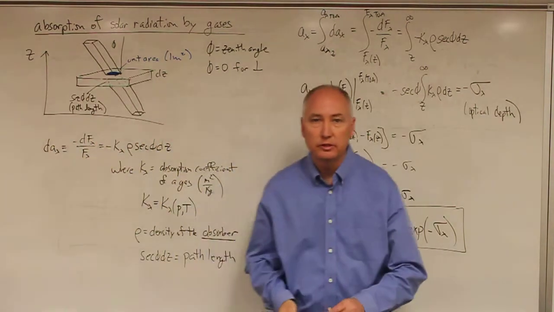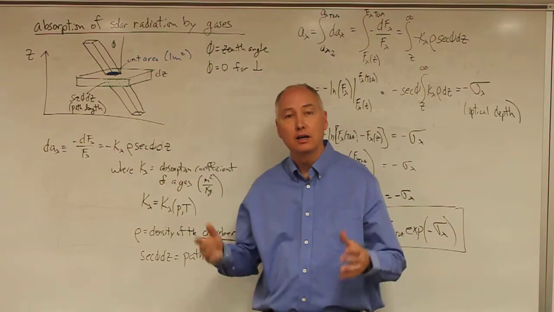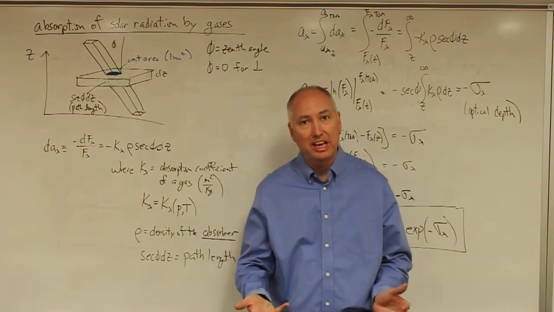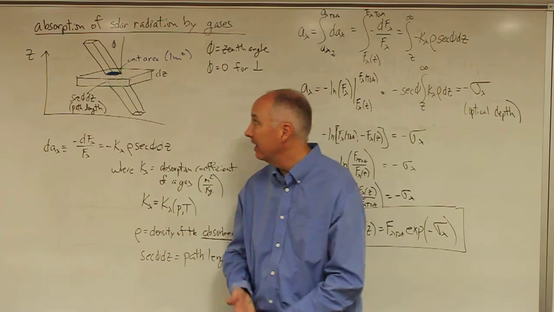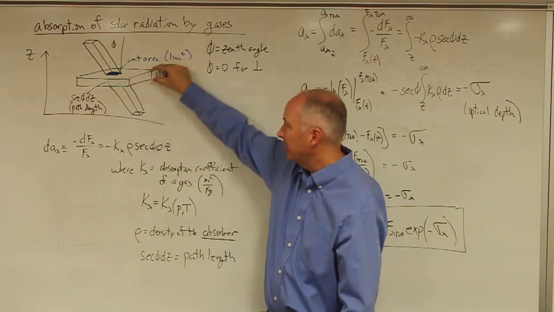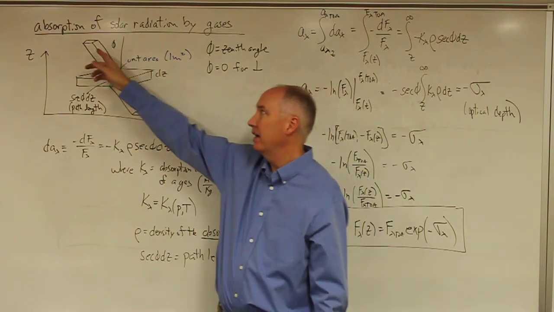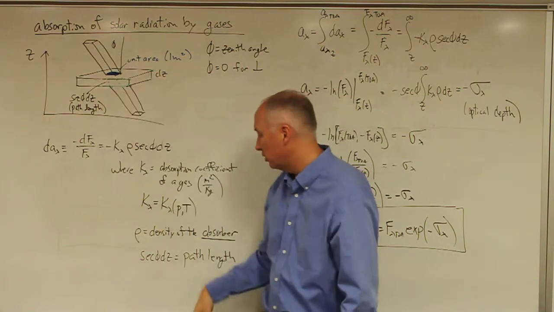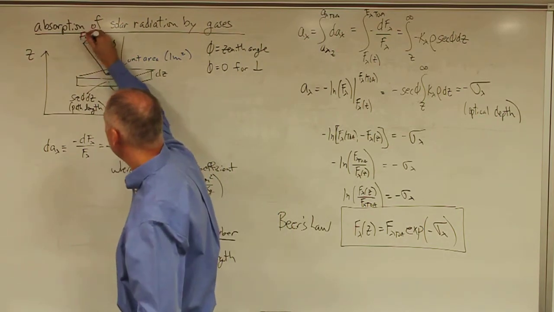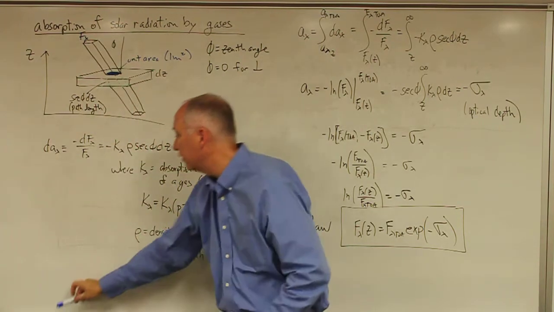So last time we introduced the absorptivity of a layer of gas. This time we're actually going to figure out how to calculate the absorptivity of a layer of a gas. So we have a slab layer that has a thickness dz, and we have a certain amount of radiation which is going to be passing through this sort of thing, which is the irradiance F of lambda.